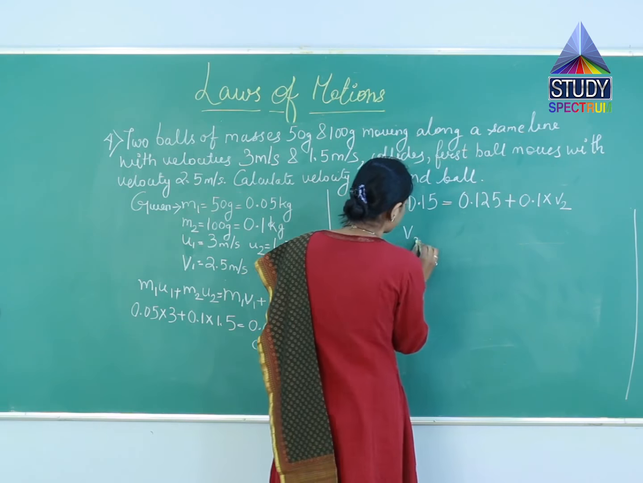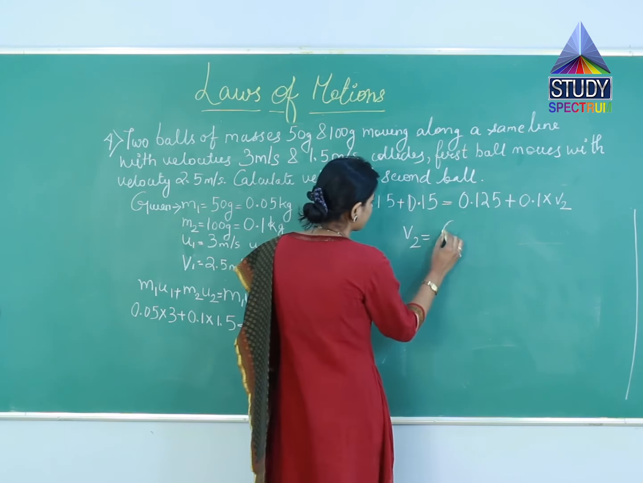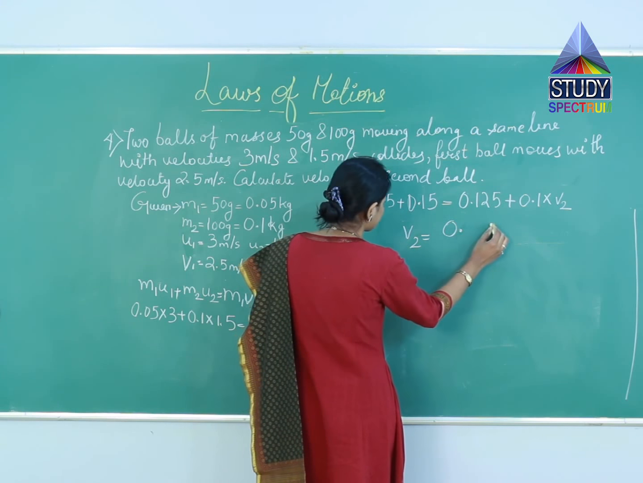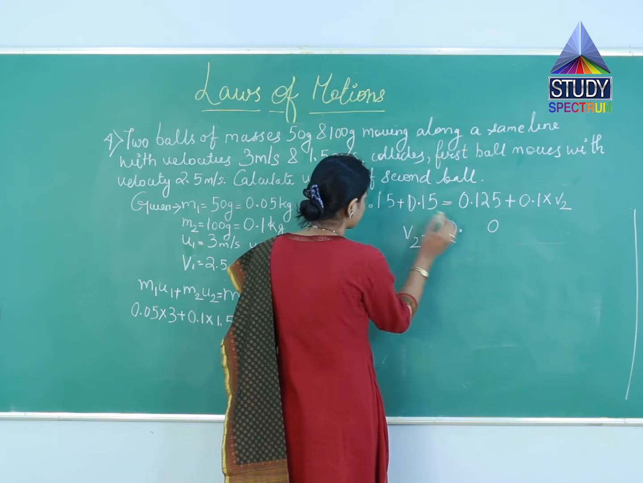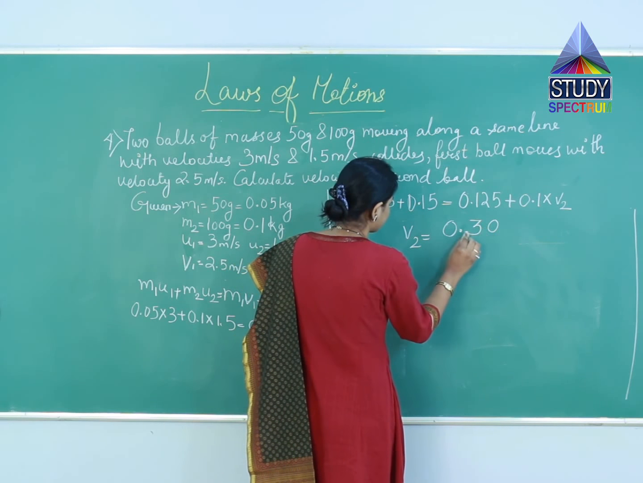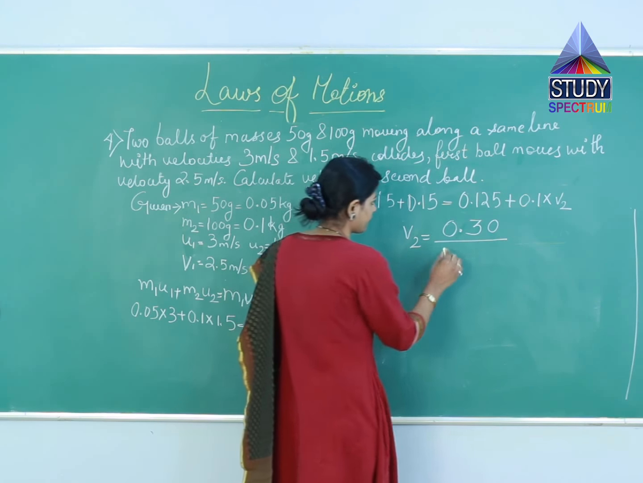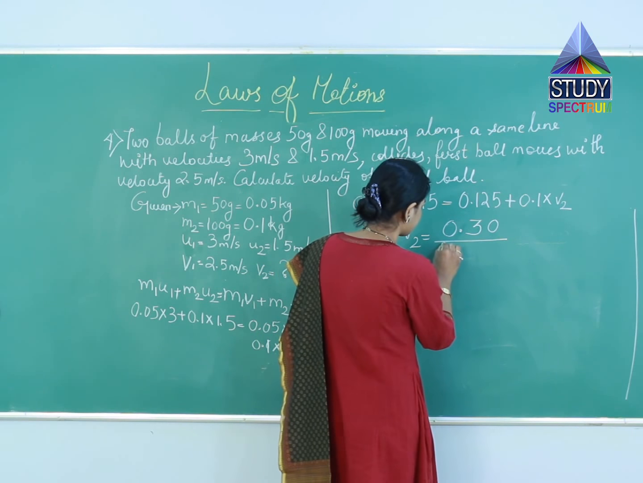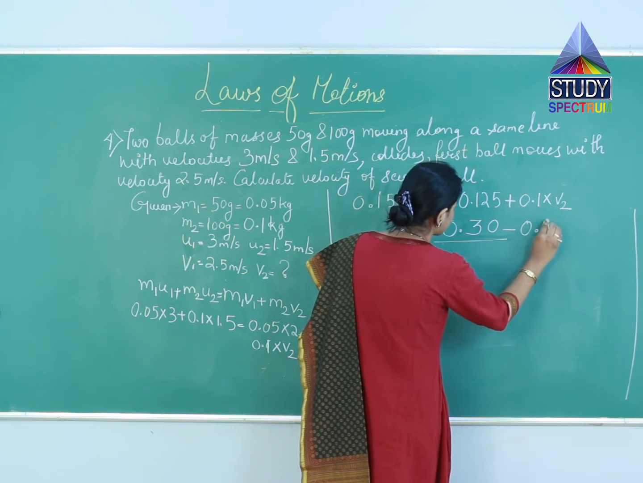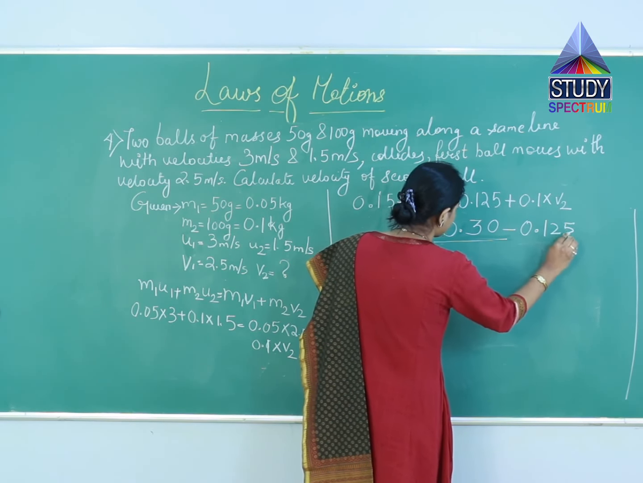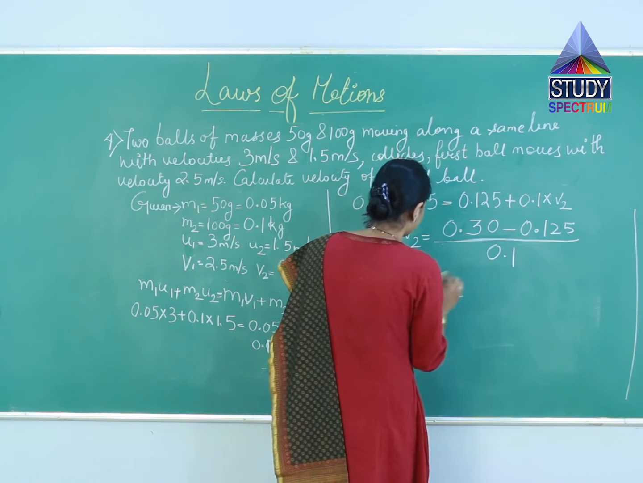So V2 will be equal to, we just add these both, 0.3 minus 0.125, the whole divided by 0.1.